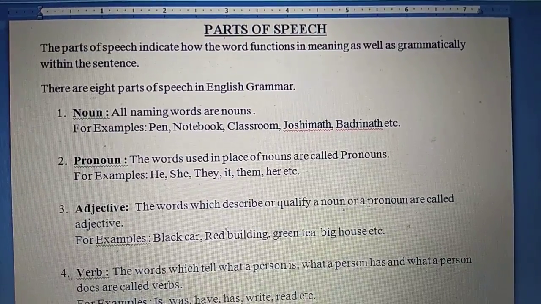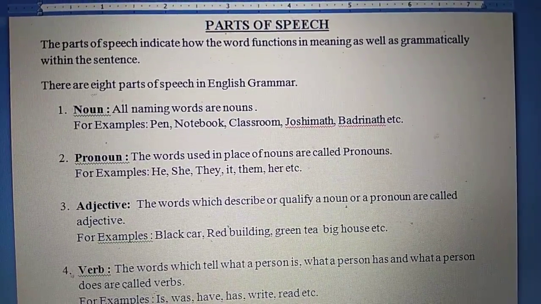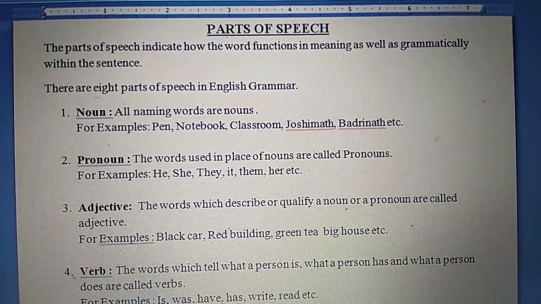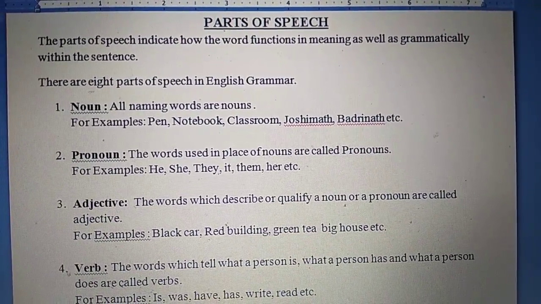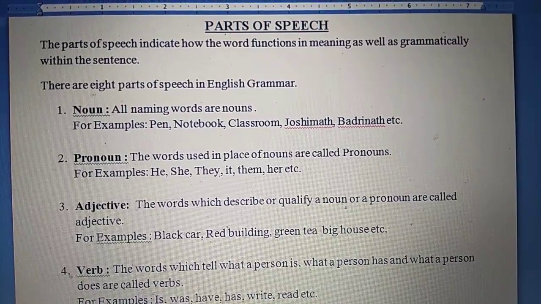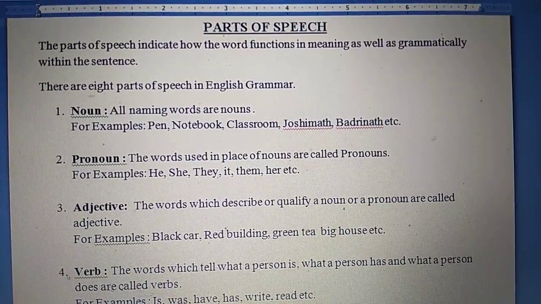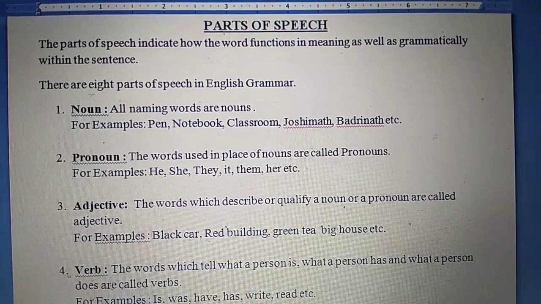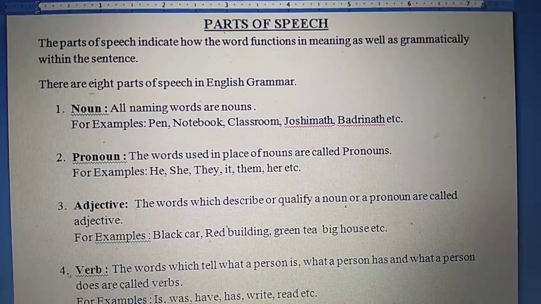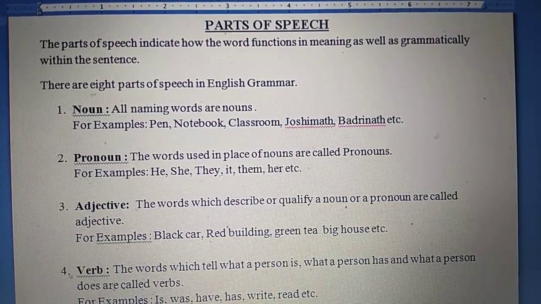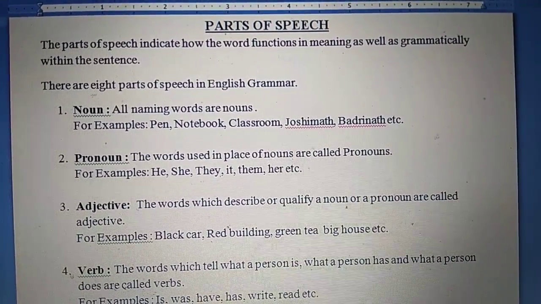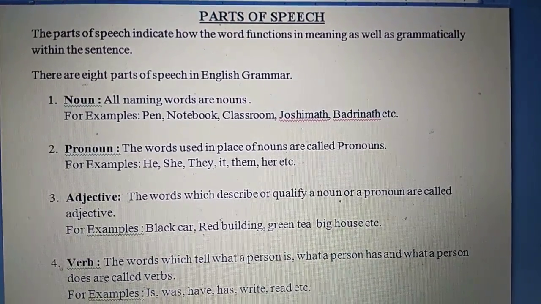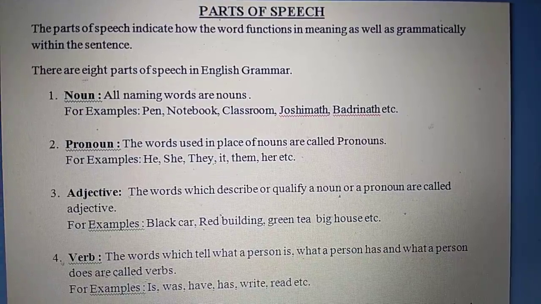Okay? For example, if I say, I go to school. Now, this is a sentence, but the sentence is made up of parts of speech. Here, I is a pronoun, go is a verb, to is a preposition, and school is a noun. Okay, so children, in English grammar, there are 8 parts of speech.